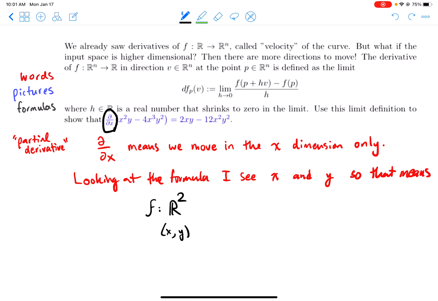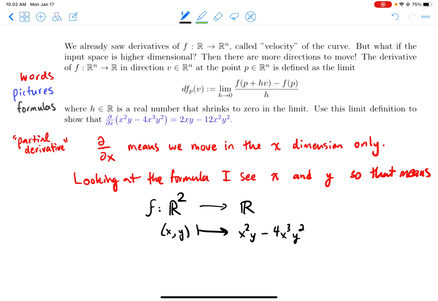Okay, and then we're going to move in the x dimension. Good, because one of our variables is x. The other is y. We're not going to move in the y direction. But anyway, okay, so what's this map? Well, the output is one-dimensional, and so it's given by this formula right here. That's our map, okay? So looking at that formula, I see an x and y, so that means that f is our map.